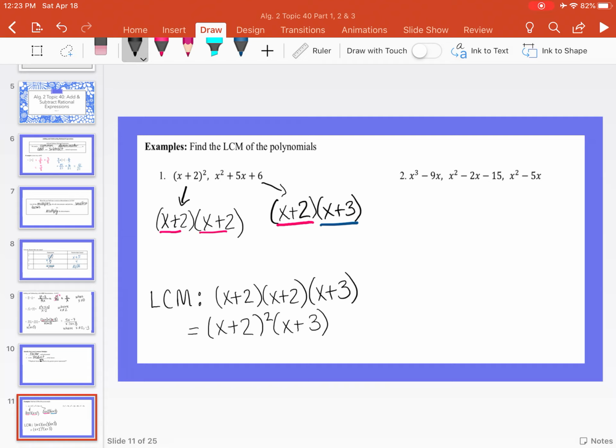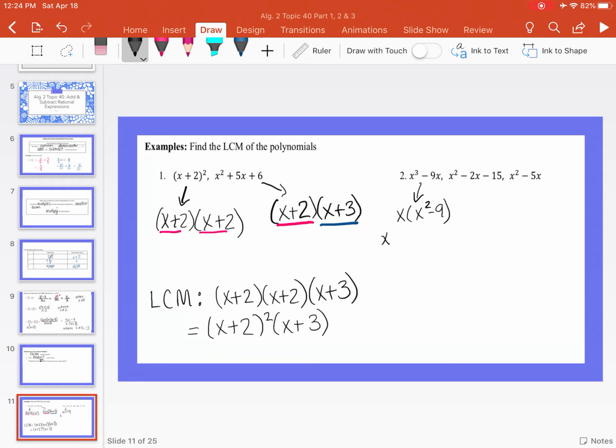Looking at example number 2, we have 3 polynomials that we're dealing with. We have x cubed minus 9x, x squared minus 2x minus 15, and x squared minus 5x. We can rewrite the first polynomial by factoring out an x and getting x squared minus 9. Now this second part right here, x squared minus 9, that's the difference of squares because we're dealing with x squared, which is a square value, and we're also dealing with 9, which is a square value.